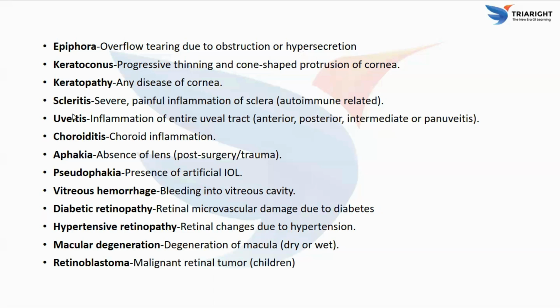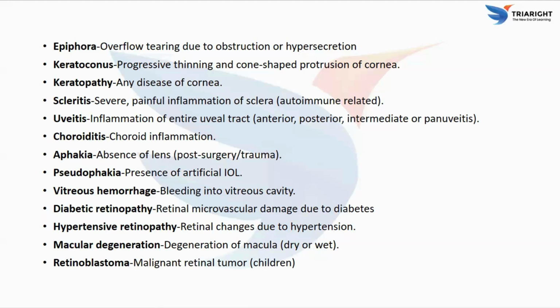And then it is uveitis. It's an inflammation of the uveal tract. So the uveal tract includes the iris, ciliary body, and also the choroid layer. So there are 4 types of uveitis: anterior uveitis, intermediate uveitis, posterior, and also panuveitis. So what are the symptoms of uveitis? Redness, pain, photophobia, and also blurred vision.